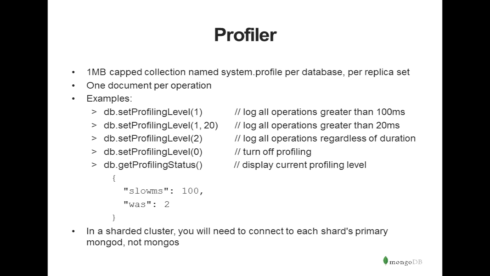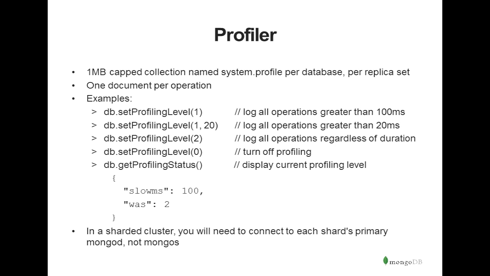Okay, let's move on to the next component we can look at, which is the profiler. So the profiler is basically a 1 megabyte capped collection, and a capped collection is basically a collection that has a fixed size. So when you get to the end of the collection, it kind of wraps back to the beginning and starts writing again. So it's a most recently used kind of thing. So you have a 1 megabyte capped collection, which has a special name called system.profile, and there is one created per database per replica set. So what that means is for every replica set, you have a system.profile collection created per database if you turn on profiling.